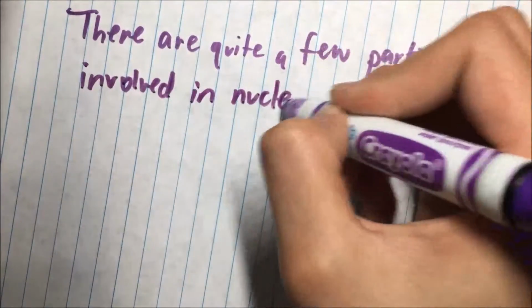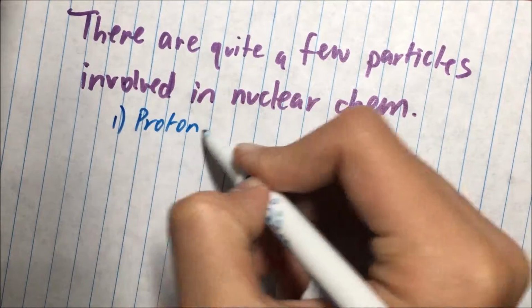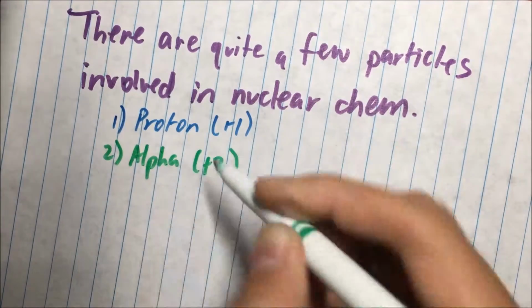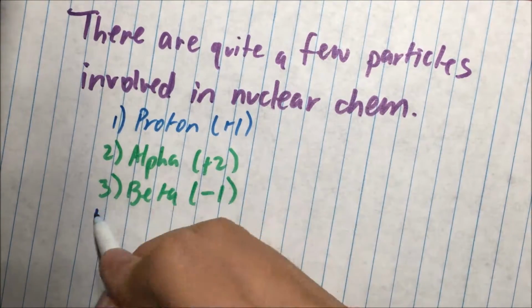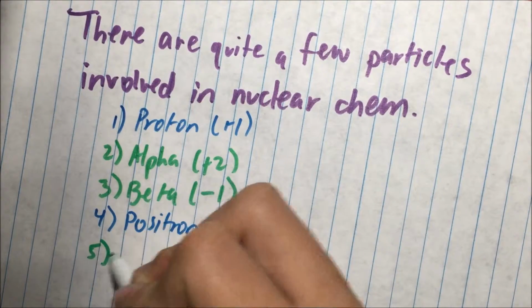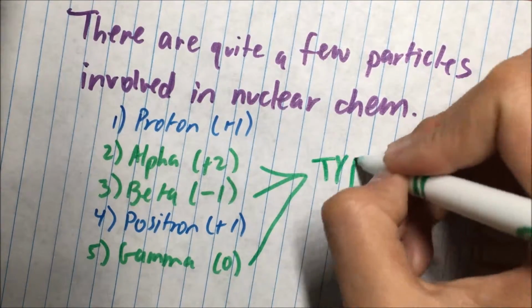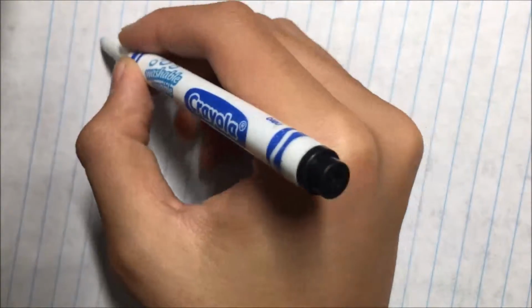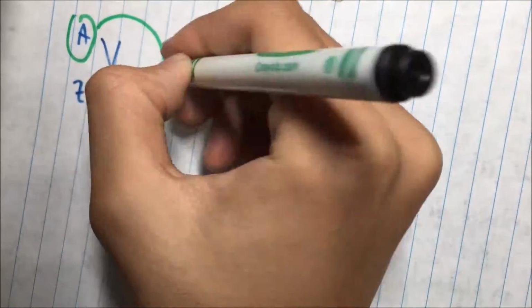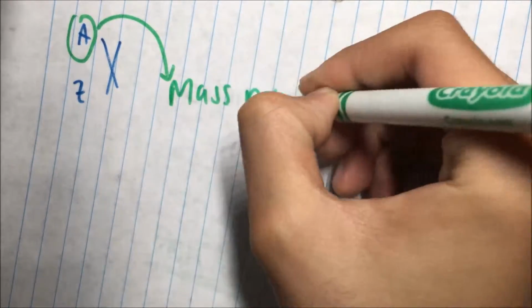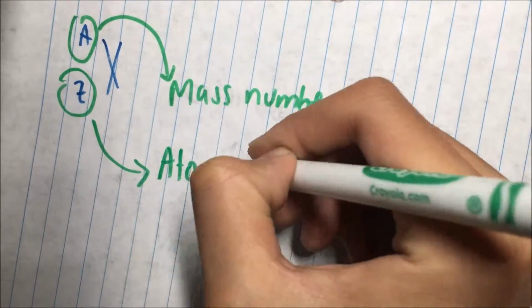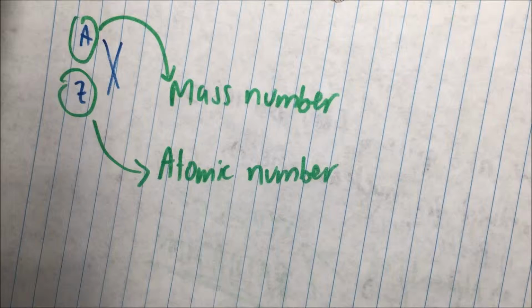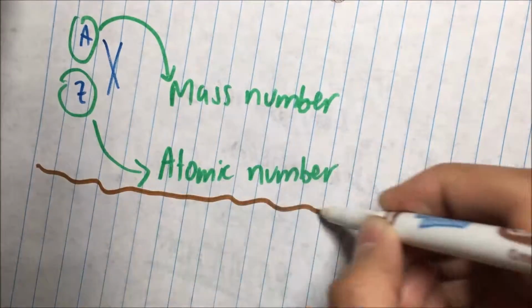There are three types of radiation: alpha radiation, beta radiation, and gamma radiation. They come from the helium nucleus, the electron, and the electromagnetic wave respectively. In order to continue our study of nuclear chemistry, we need to review isotopic notation, where A is the mass number, Z is the atomic number, and X is the element symbol.